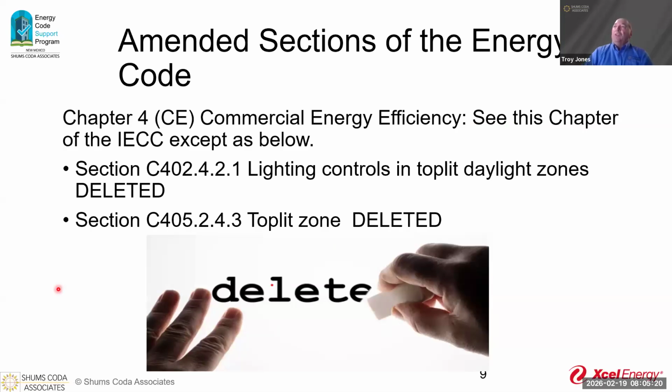So, we do have some amended sections of the code. This comes straight out of the code literature. Chapter 4 of the commercial energy efficiency is to be followed from the IECC except as noted below. Section 402.4.2.1, lighting controls in top lit daylight zones, has been deleted. And then section 405.2.4.3, the top lit zone has been deleted.